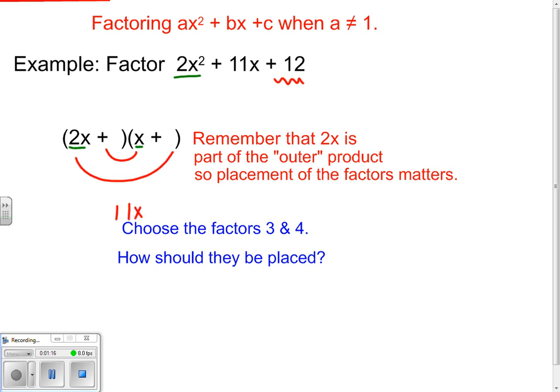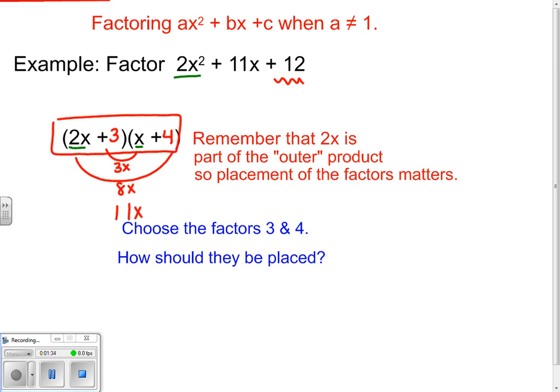So I'm going to show you what I mean by guess and check. If I put a 3 here and a 4 here, the inside terms give me 3x, 3 times x is 3x, and the outside terms give me 8x. So I just so happened to guess right the first time. This is my final answer.